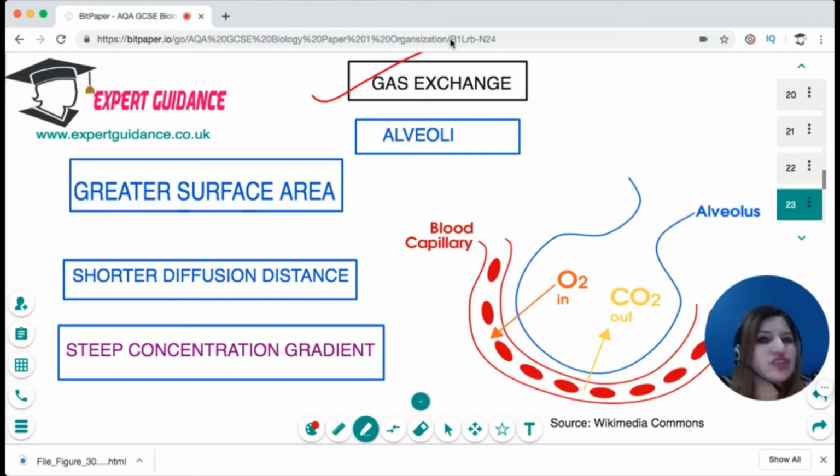For gas exchange, if you remember, we talked in cell biology, the alveoli have a greater surface area by having a special shape and being millions in number.